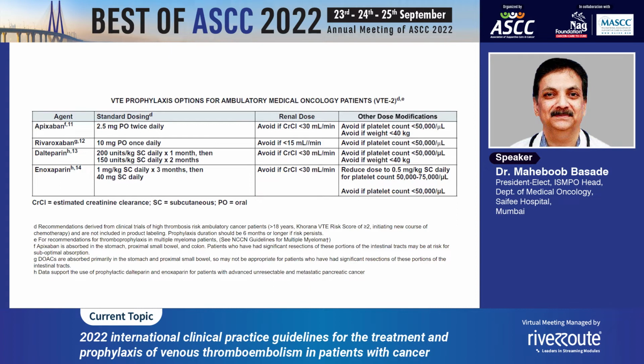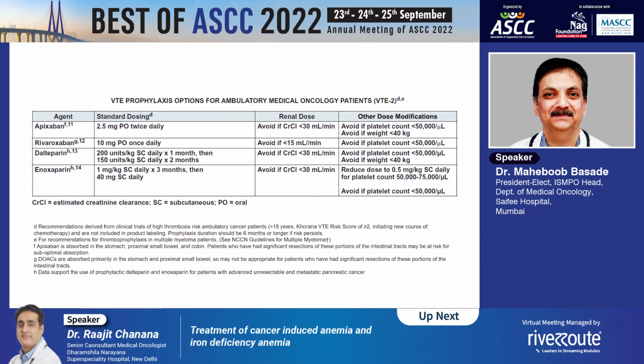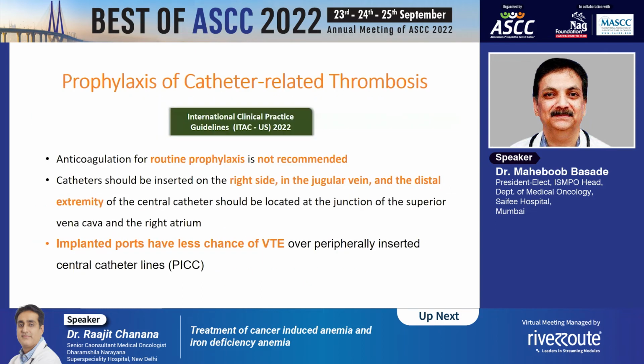Those patients who are ambulatory can go on oral or subcutaneous dalteparin, enoxaparin, or rivaroxaban and apixaban. These are the drugs which can be used for ambulatory patients. For patients who have creatinine clearance less than 30 ml per minute, and platelet counts less than 50,000, one should avoid the oral DOACs.